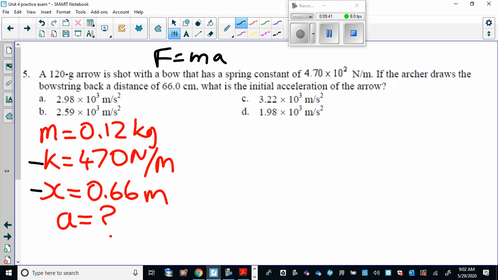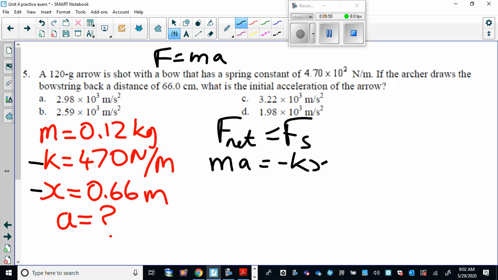Or you can equate the two forces. You can say that the net force here equals the restoring force. Therefore, ma equals negative kx, and we're going to solve for a. And that's it. That way you can do it in one step.